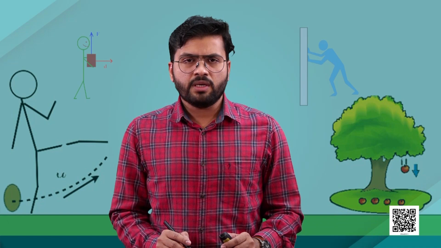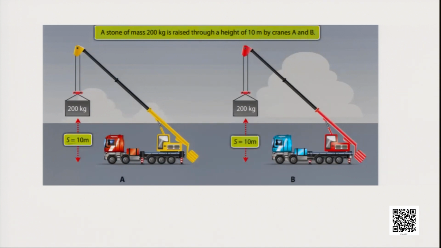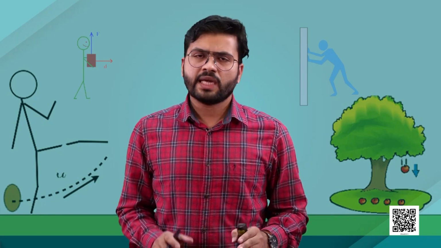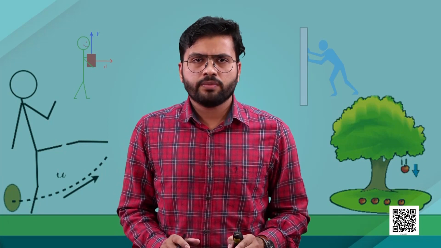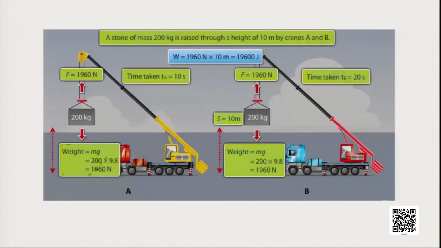Now let's take another example. Suppose both cranes lift that same 200 kg object to a height of 10 meter. But the difference is that the first crane, which you can see painted yellow, takes 10 seconds, and the second crane B, painted red, takes 20 seconds. Now can we say that both of the cranes are doing the same work? The answer is yes. The object they are lifting is 200 kg. The height up to which they are lifting it is 10 meter. So the amount of work done by both cranes will be equal.